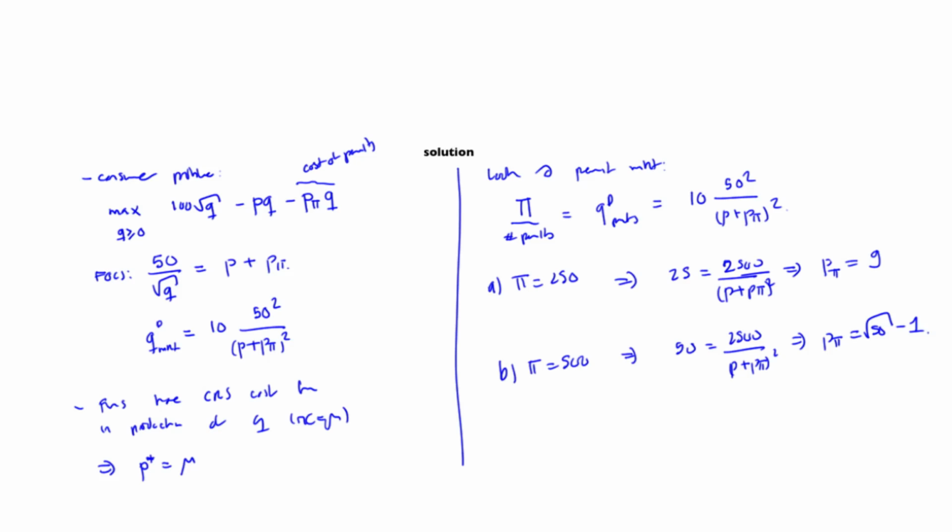Notice one interesting feature. This is not part of the problem, but for your intuition, in this case, the number of permits is equal to the optimal quantity. You can compare that with what we discussed before, and therefore the price of the permits is equal to the optimal Pigouvian tax.